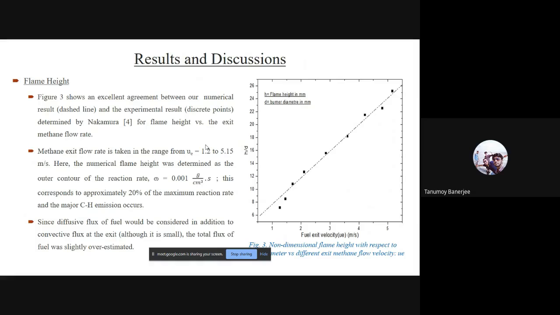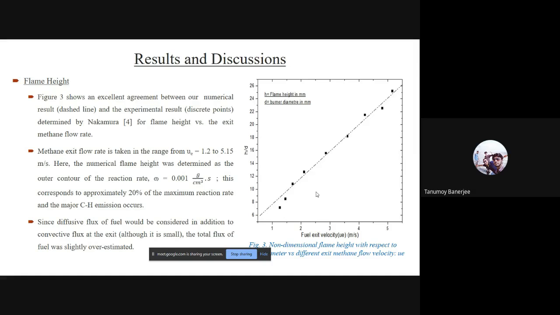First, we have done some analysis against the existing literature. The dashed line gives the numerical results of our analysis, which is the time average solution, and the discrete points plotted in the graph of non-dimensional flame height versus exit methane flow velocity are the results from the experiment done in the Nakamura paper that we have considered for our analysis.